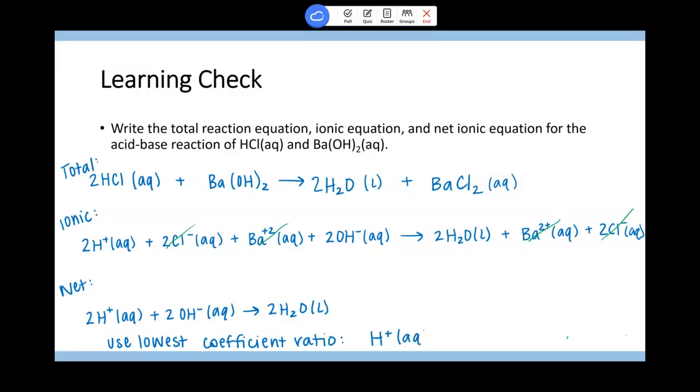So we have H plus, OH minus, H2O. And you'll notice this is the same net ionic equation as the previous example. So whenever you have a strong acid and a strong base present in solution, you'll form H2O, and this will be your net ionic equation.